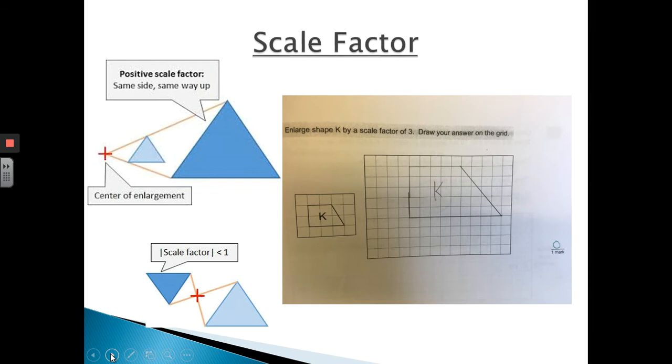Enlarge shape K by a scale factor of 3. Draw your answer on the grid. So, another activity to do: have a look at the child's answer. Initially it might look correct, but it's not quite. What misconception do you think this child has, and how might you address it?